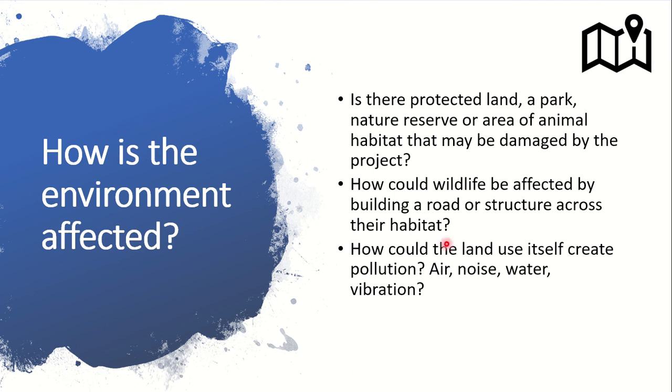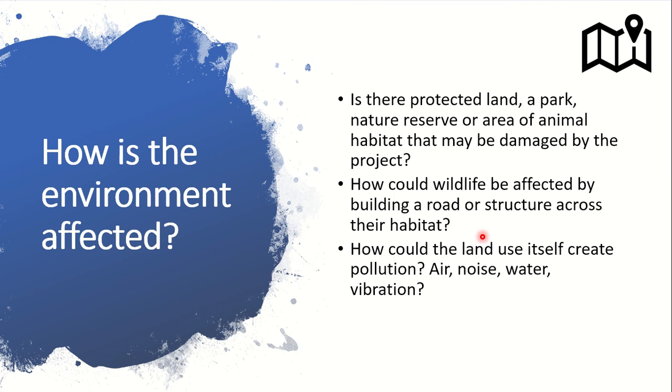We need to think about, for example, how could wildlife be affected by building a road or a structure across their habitat? You need to be careful that we're not cutting a habitat area in two. If you think about it, animals need to be able to move throughout their habitat for various reasons. And if we build a great big motorway through a forest, then that's going to make it difficult, for example, for animals to breed.